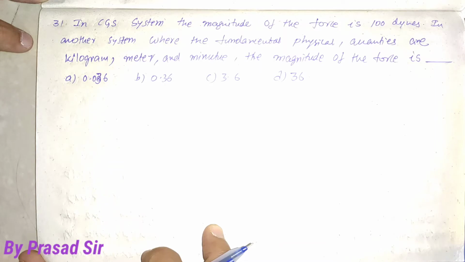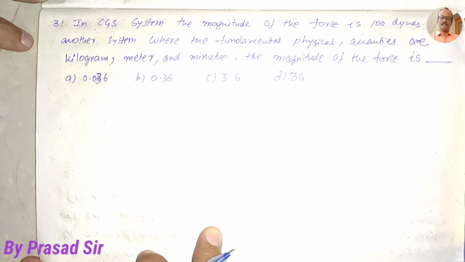Now the question number 31. In CGS system, the magnitude of the force is 100 dynes. In another system where the fundamental physical quantities are kilogram, meter and minute, the magnitude of force is how much?